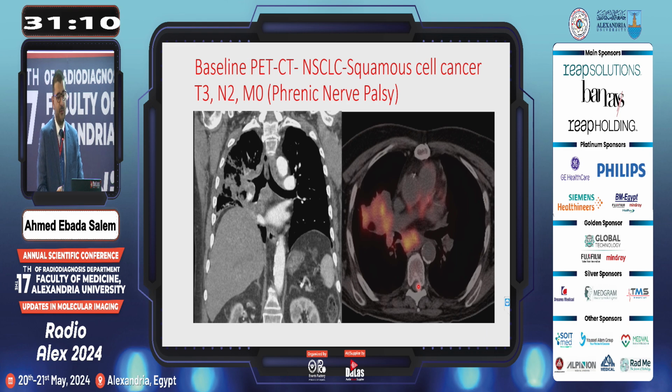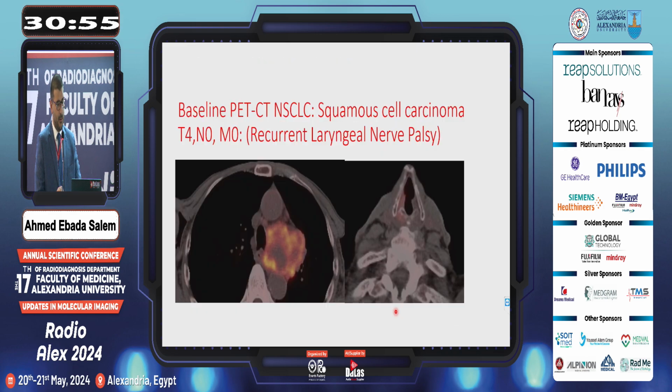This is another patient who had a squamous cell carcinoma and had also suspected lymphangitis carcinomatosis. He did have a phrenic nerve palsy. As you can see, there's elevation of the right copula of the diaphragm.